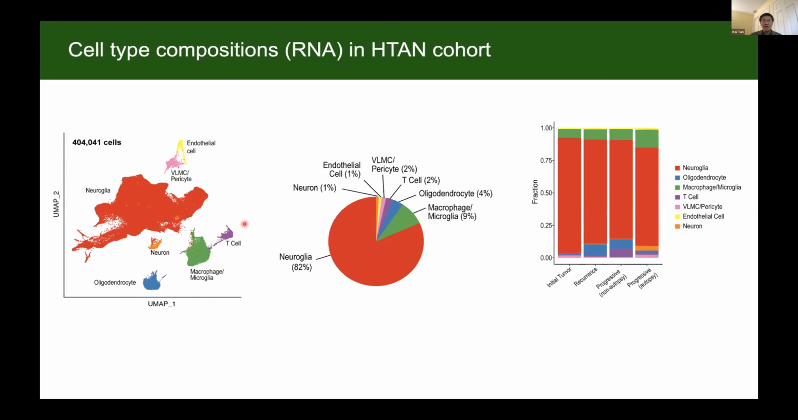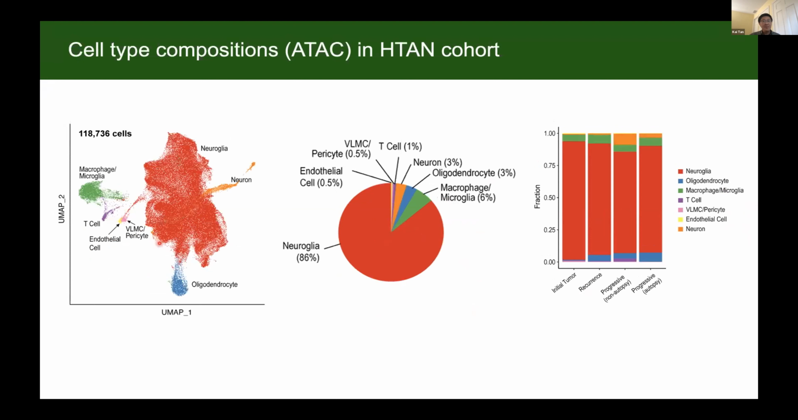The largest immune cell type, as expected, is the macrophage microglia population, followed by T cells. We also captured the vasculature, including endothelial cells and cells involved in the blood-brain barrier, such as VLMCs and pericytes. We don't see a big difference in cell type composition across the different time points, as you can see on the right. More or less, the neuroglia cluster remains the dominant population of cells in these tumor samples.